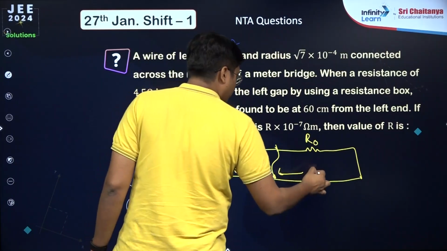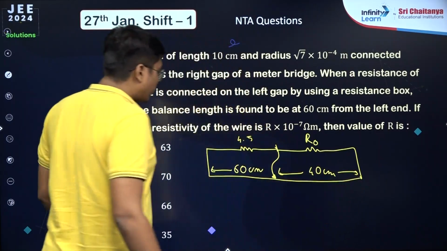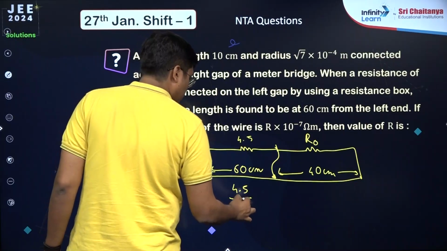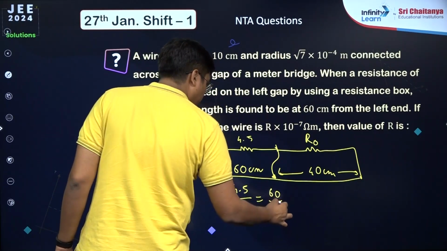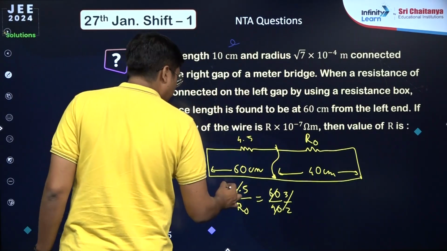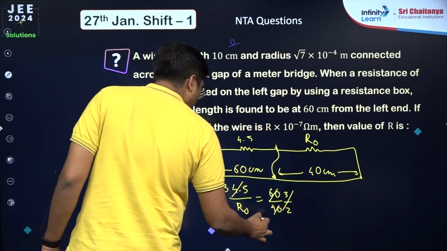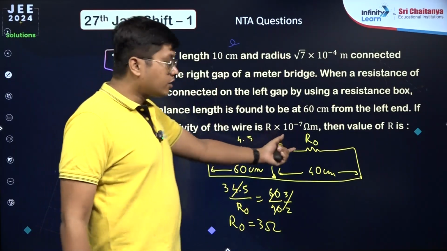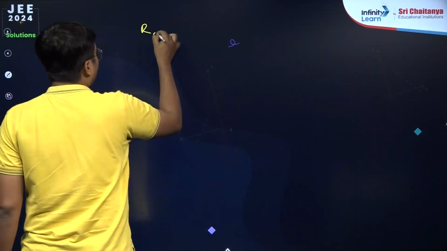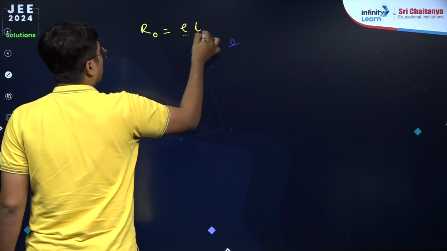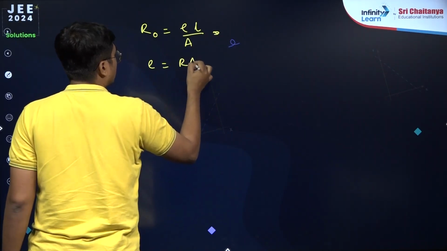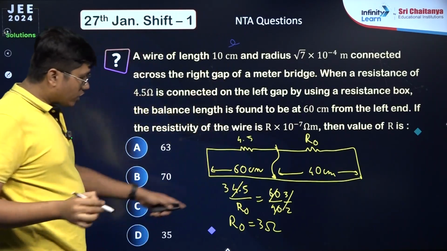Which means this length would be 40 centimeter. It's a meter bridge. So we know 4.5 by R0 is equal to 60 by 40. That is 3 by 2, that's 1.5. They will cancel out with this to give you a 3. So R0 comes out to be 3 ohm. The resistance of this wire is 3 ohm. Now that resistance, we know R0 should be equal to rho L by A. So rho is equal to RA by L. R we had got as 3 ohms.